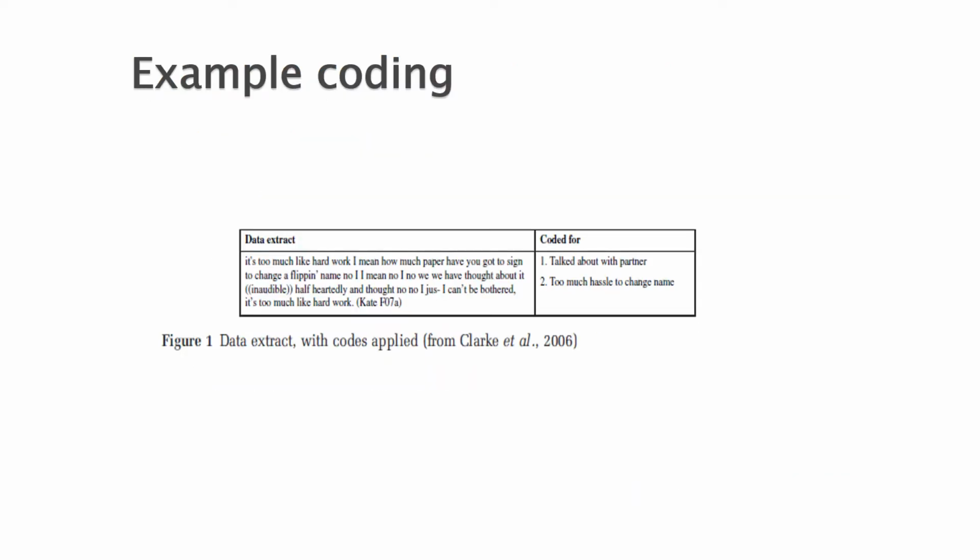So an example of coding, for instance, a data extract: "It's too much like hard work. I mean, how much paper have you got to sign to change a flipping name? I mean, I know we all have to go through it half-heartedly and thoroughly, but I just can't be bothered. It's too much like hard work." So that is a data extract, and then it can be coded in terms of, one, talked about with partner, and two, too much hassle to change name. So talked about with partner and too much hassle.